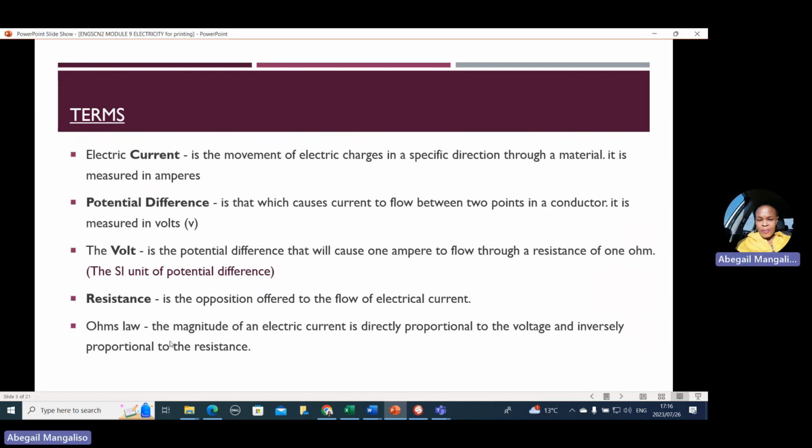Ohm's law. The magnitude of electric current is directly proportional to the voltage and inversely proportional to the resistance, while the temperature remains constant.